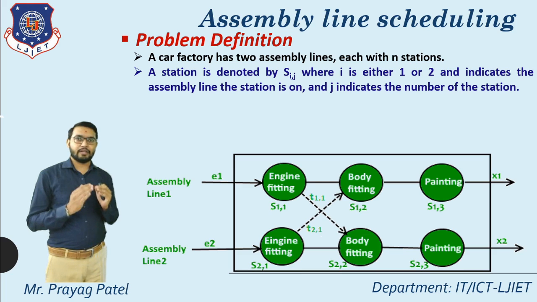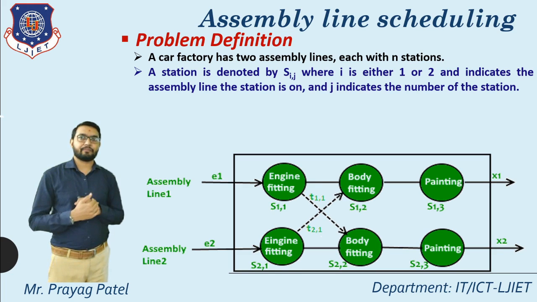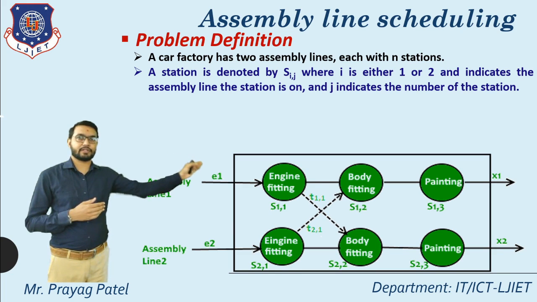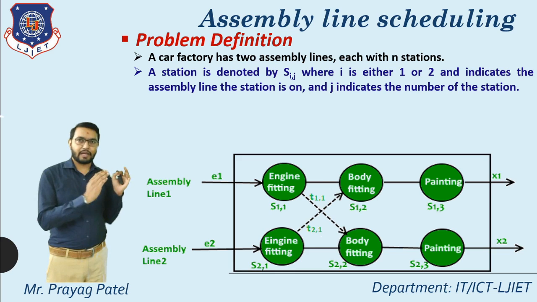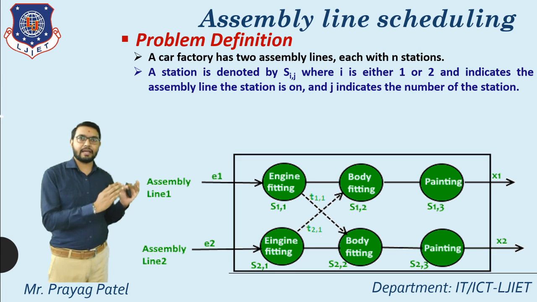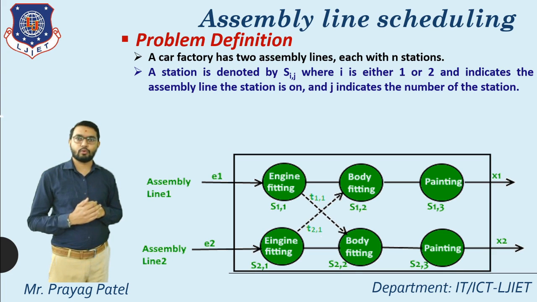A station is denoted by Sij. For example, the first station is engine fitting, and we consider the station number as S11. What is the meaning of i and what is the meaning of j? i is the line number. If it is assembly line 1, then i equals 1. If it is assembly line 2, then i equals 2.